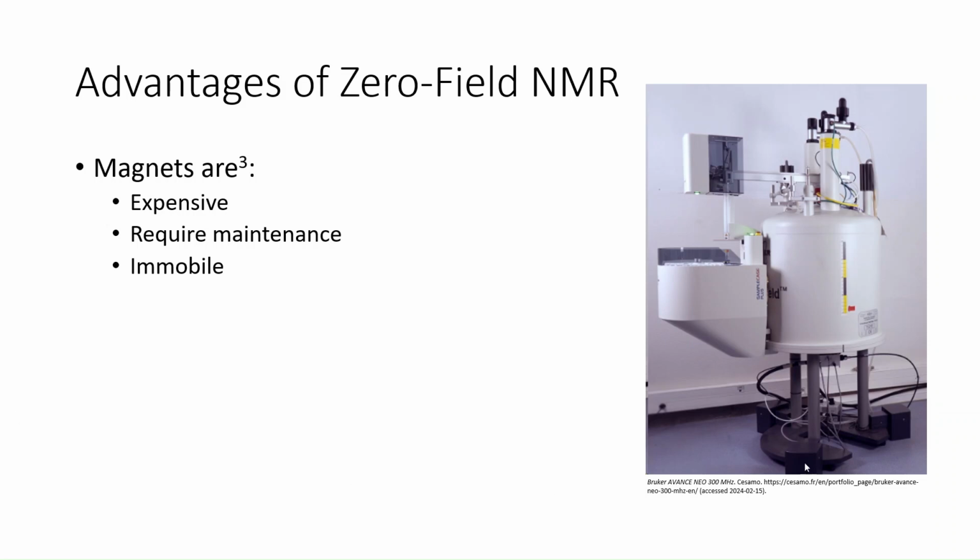The NMR pictured before and now is certainly immobile, and if anyone here used the Doble Hall 300 MHz NMR, they would know that every week it felt like it was down for maintenance and it was incredibly tedious. Without the need for superconducting magnets, zero-field NMR spectrometers can be inexpensive and portable in comparison.